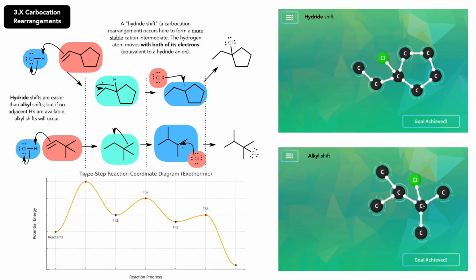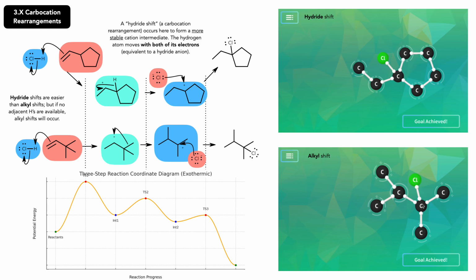The result is that the positive charge moves over one carbon, often producing a more substituted and more stable carbocation. Hydride shifts are generally easier and more common than alkyl shifts because moving a small hydrogen atom is less sterically demanding.